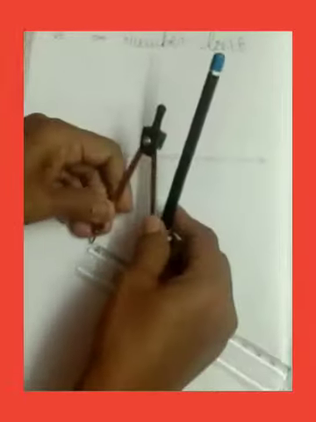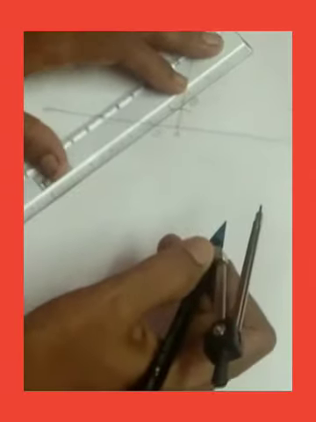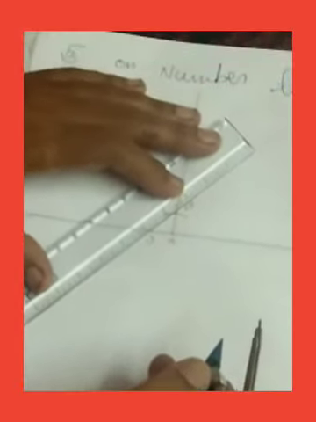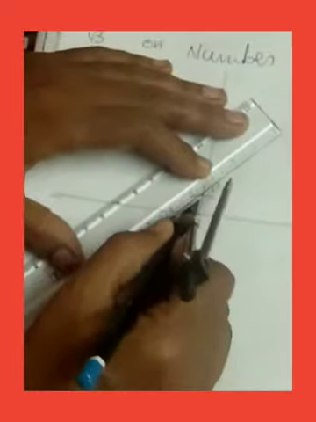And take a unit distance, 1 centimeter. With the help of a compass, draw an arc of radius 1 centimeter. So I am drawing here an arc of 1 centimeter, and this point of intersection is taken as B. Join OB.